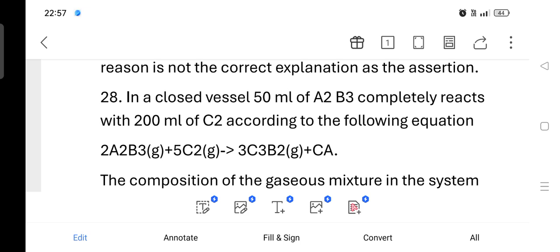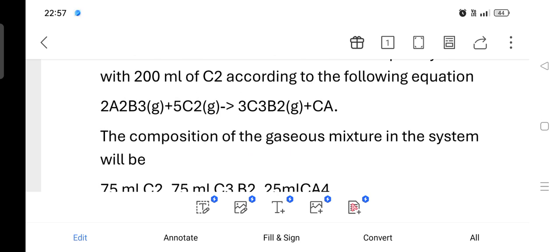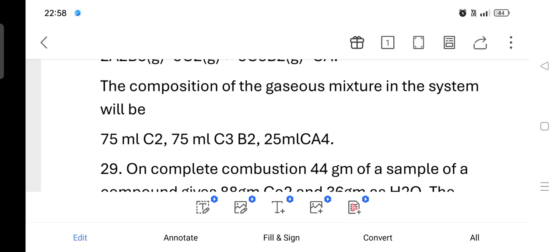In a closed vessel, 50 ml of A2B3 completely reacts with 200 ml of C2 according to the following equation: 2A2B3 (g) + 5C2 (g) gives 3C3B2 (g) + CA4. The composition of the gaseous mixture in the system will be 75 ml C2, 75 ml C3B2, 25 ml CA4.